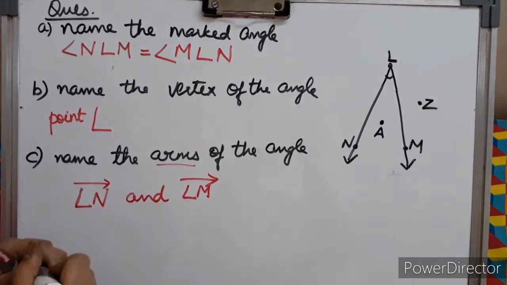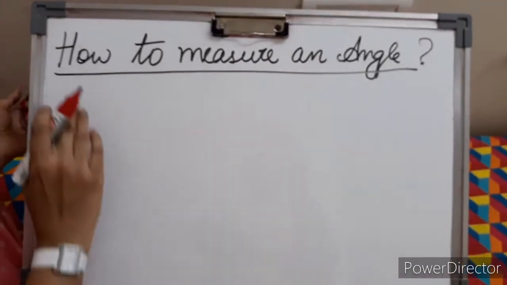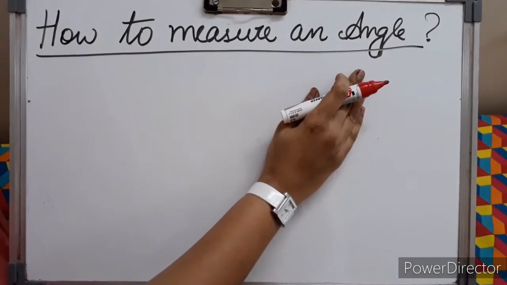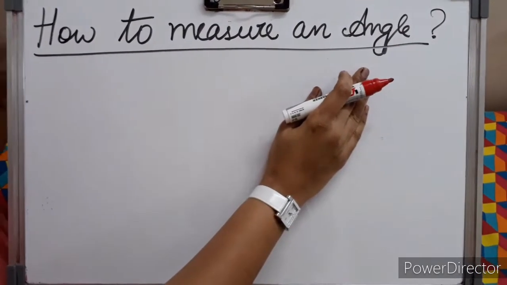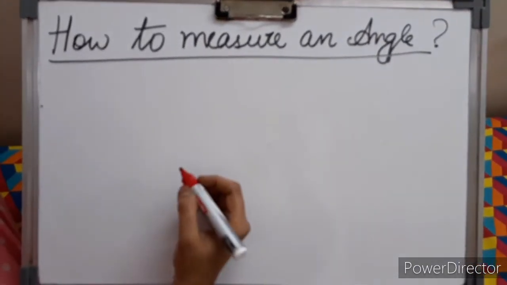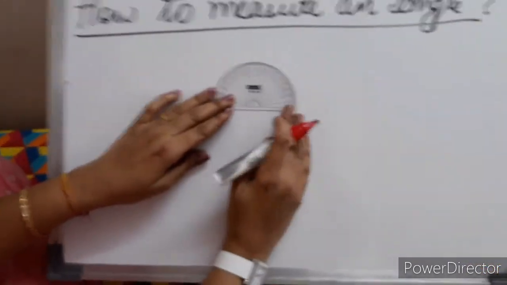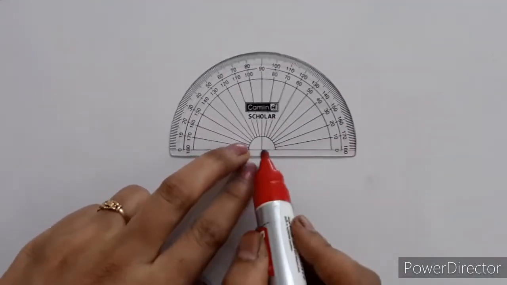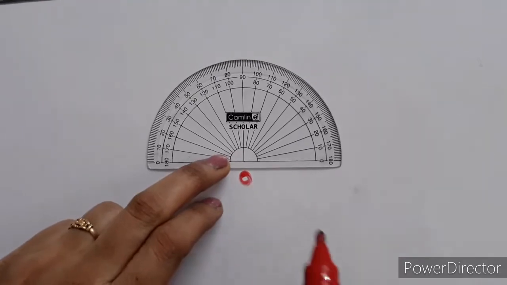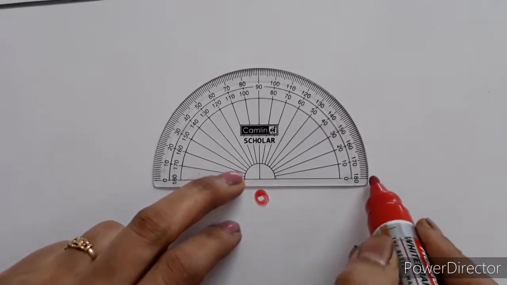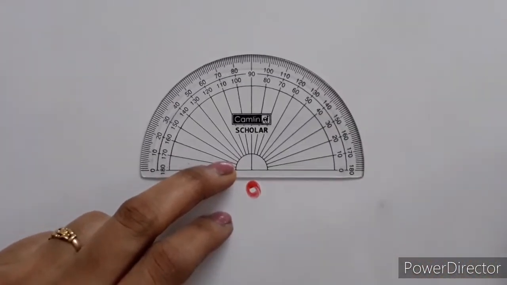Very easy. Coming towards our next concept, how to measure an angle. Now we know how to form an angle. When the two rays meet at a common endpoint, we get an angle. Now how will we measure an angle? There is an instrument for measuring an angle which is called a protractor. This is a protractor here, and you can see its divisions. There is a middle point which is named as 0 here. Like how you measure a line, there are small divisions, small scales. Each scale is measured in degrees.